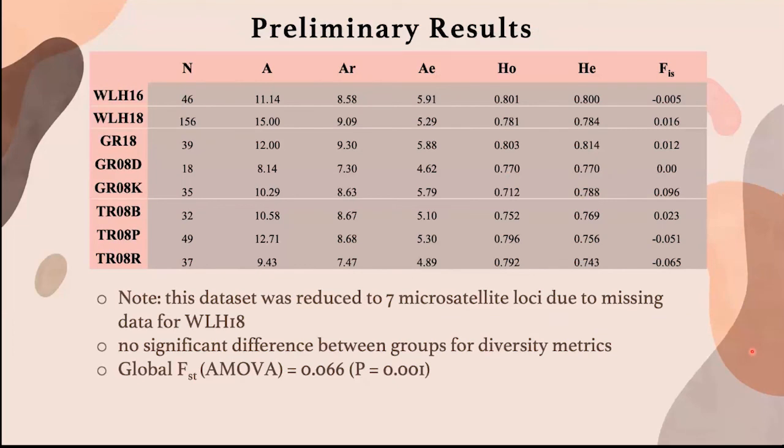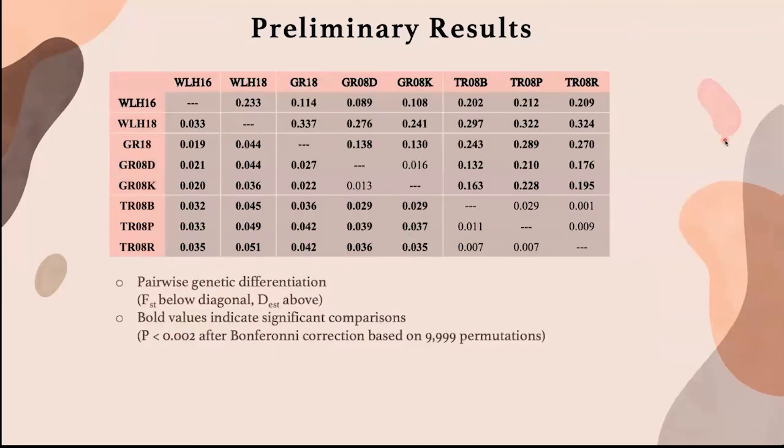Once again, we compared these genetic diversity metrics using a Kruskal-Wallis test, and again, we did not detect any significant differences between the groups for any genetic diversity metric. And the global FST in this case was 0.066. So far, we're seeing some maintenance of genetic diversity. Here we have a pairwise FST and DST table of the genetic differentiation, and in this case, the estimated values both are low enough to interpret little to no genetic differentiation between our compared groups.